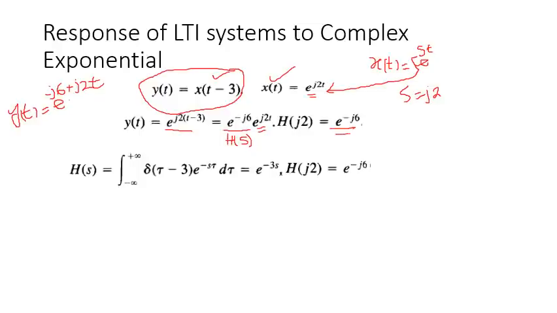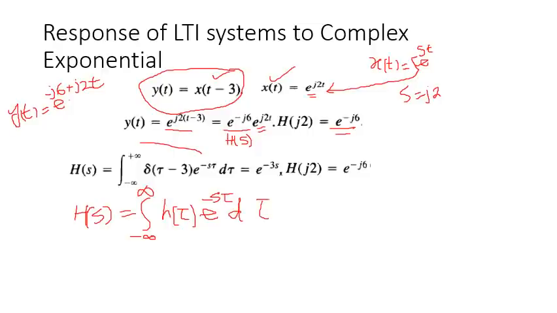You can also find it using the formula, which is h of s equals the integral from minus infinity to infinity of h of tau multiplied by e power minus s tau d tau.